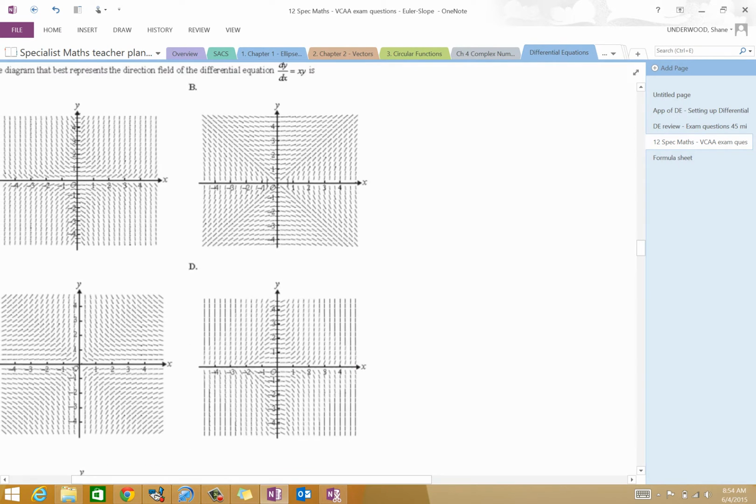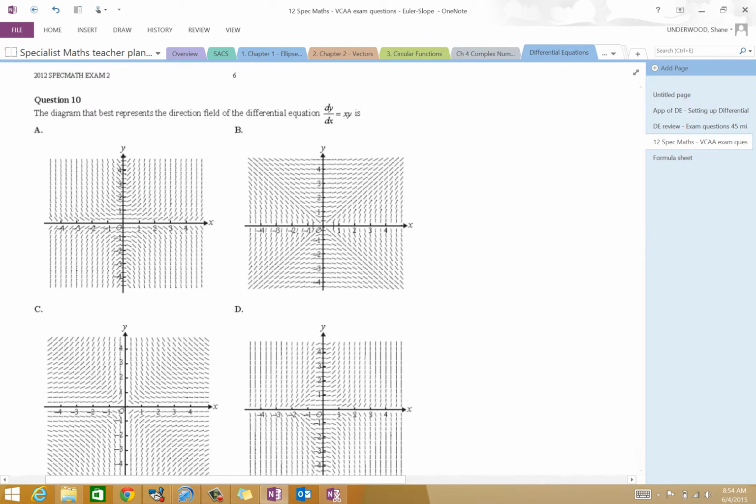Now, have a look at this. dy/dx equals xy. What method are you going to use for doing this? I think quadrants. Okay? First quadrant, positive and positive, yes? We've got a positive x and a positive y. Let's have a look. Are they all positive? Yep, okay, they're positive. All right, what about over here? Ooh, what about this one? Are they all positive? C's wrong.